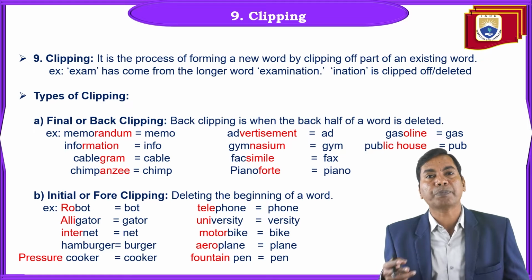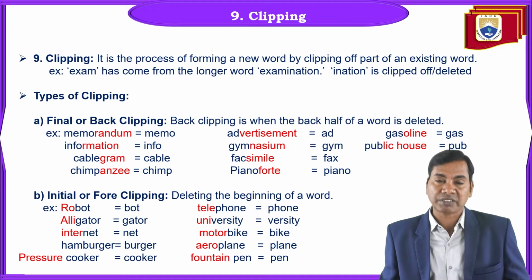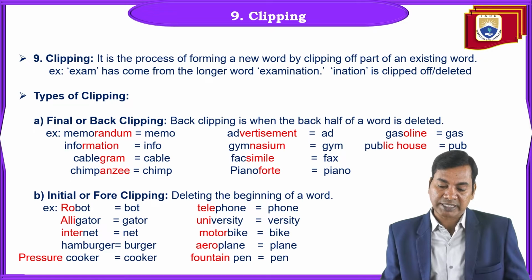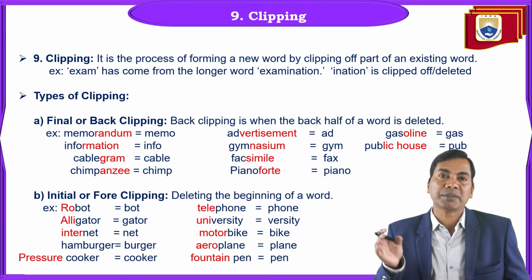As I told you, clipping means cutting off certain part of the word, removing certain part of the word, deleting certain part of the word. So keep this in your mind, and let's look at the types of clipping. The first one is final or back clipping. Back clipping is when the back half of your word is deleted. If you delete the back part of the word, then you'll get a new word.